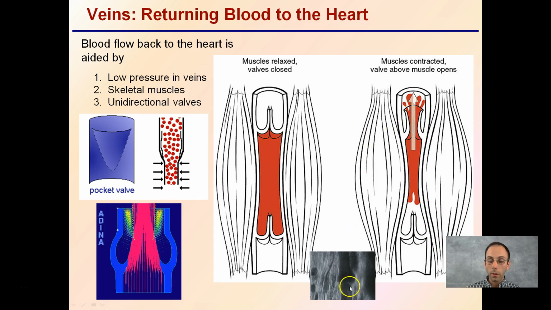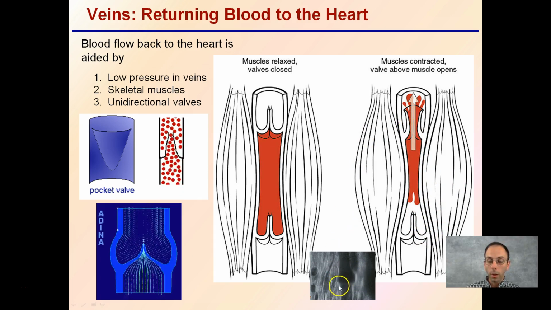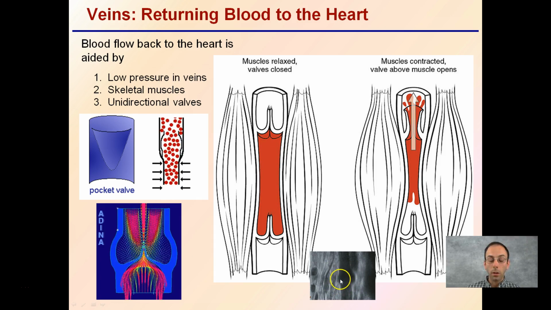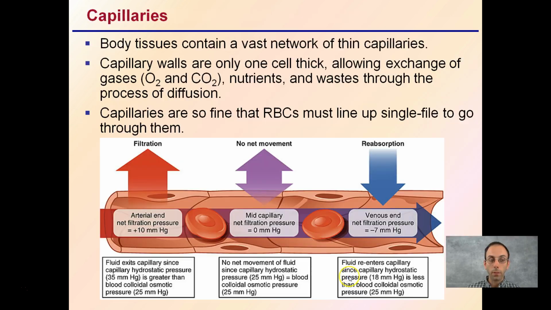It might be a little hard to tell on this picture here, but we can see the veins are located in this distinctive region here. Capillaries. So this is in between the venules and the arterioles. These are body tissues that contain a vast network of thin capillaries. Capillaries themselves have very thin walls and allow blood to pass. It's only one cell thick, allowing blood cells to travel through here one cell at a time.